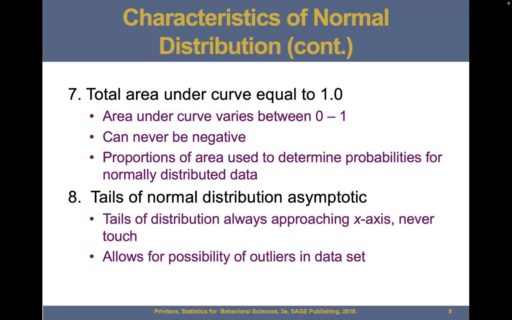The tail of the distribution is always approaching the x-axis, but never touching. All that's saying is that the tail of the distribution is never actually touching the axis. That allows the possibility of outliers in the data set, way to the left or right, or ones that really don't make any sense, outliers.